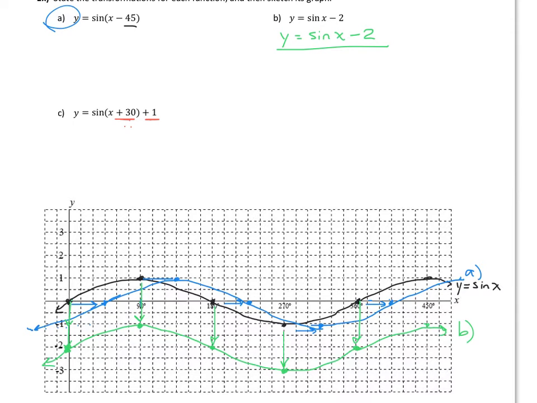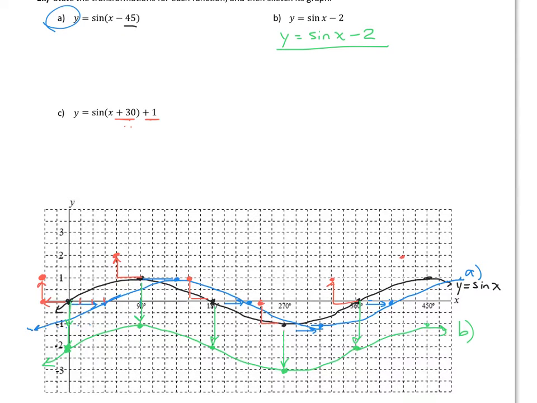So each one of my little tick scales here on the x-axis, that's actually 15 degrees. So 2 groups of 15 would give me 30. So here's moving it 30 to the left, and then I want to move it up 1. So that point will go here. Take this point, move it 30 to the left, and up 1. 30 to the left, up 1, 30 to the left and up 1, 30 to the left and up 1, 30 to the left, up 1.